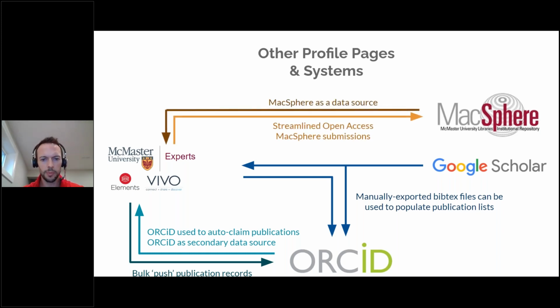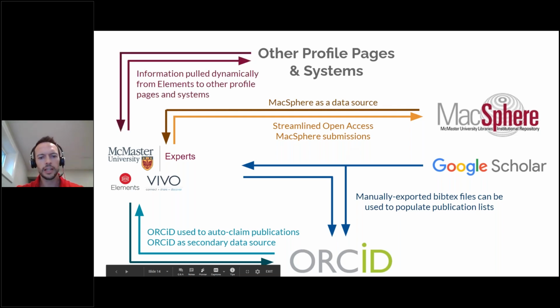And then by moving to the enterprise solution of Elements a year or so ago, we can now offer the proposition that open access publications in our institutional repository, which is called MacSphere, can now be harvested into Elements, while depositing into MacSphere is also greatly streamlined as well. And finally, we spent a lot of our time and energy connecting Elements to other profile pages and systems across campus.